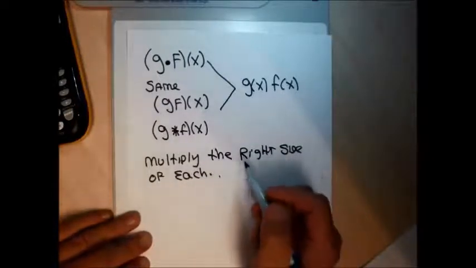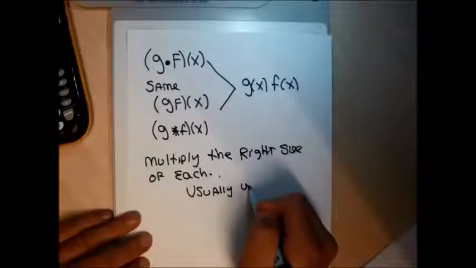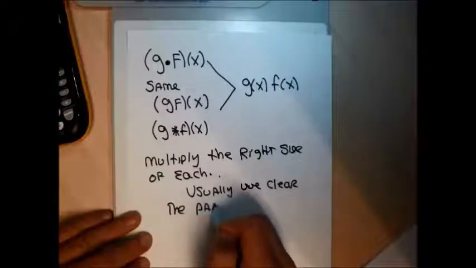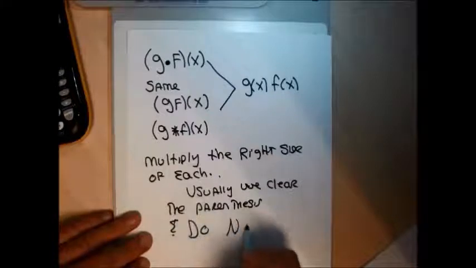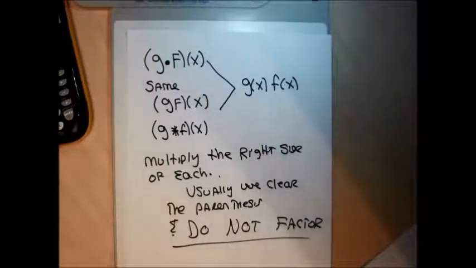And usually we clear the parentheses and don't refactor. This is the only one of the operations that we're going to do between adding, subtracting, multiplying, and dividing that we won't factor. The reason being is on the first step it's already factored, and if you factor, you just get back to the first step.